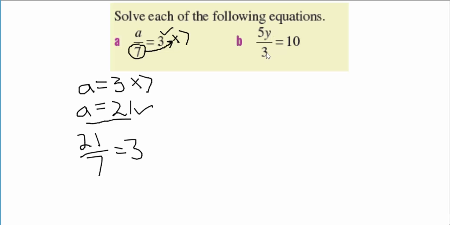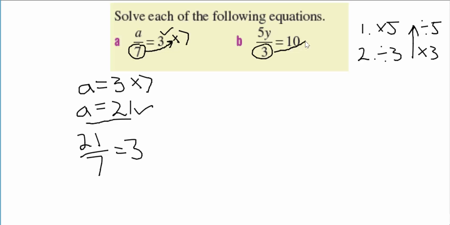Here, 5y divided by 3 equals 10. So the first thing that happens to y there is being multiplied by 5. The second thing is that it was divided by 3. So I've got to start at the bottom and work my way up. So I've got to multiply by 3 first, then I'm going to divide by 5. So multiply by the 3 first, taking the 3 from the left side to the right side. All I'm left with now is the 5y on my left, 10 times 3 on the right.